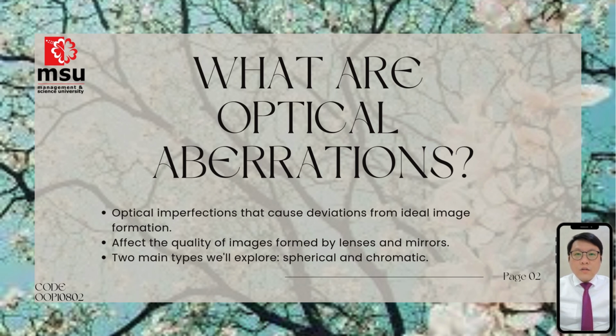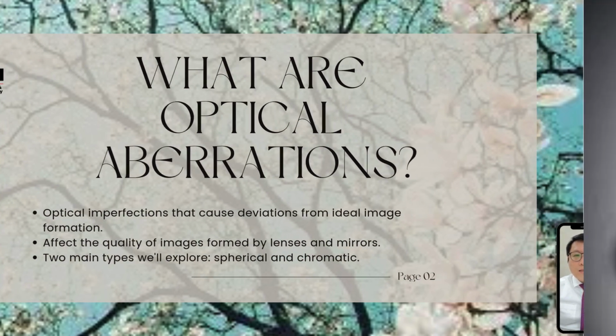Aberrations are limitations of optical systems that prevent them from perfectly focusing light. These imperfections can cause a variety of issues, including blurred images, color fringing, and distortion. Understanding these aberrations is crucial for designing and using optical instruments to achieve the best possible image quality.